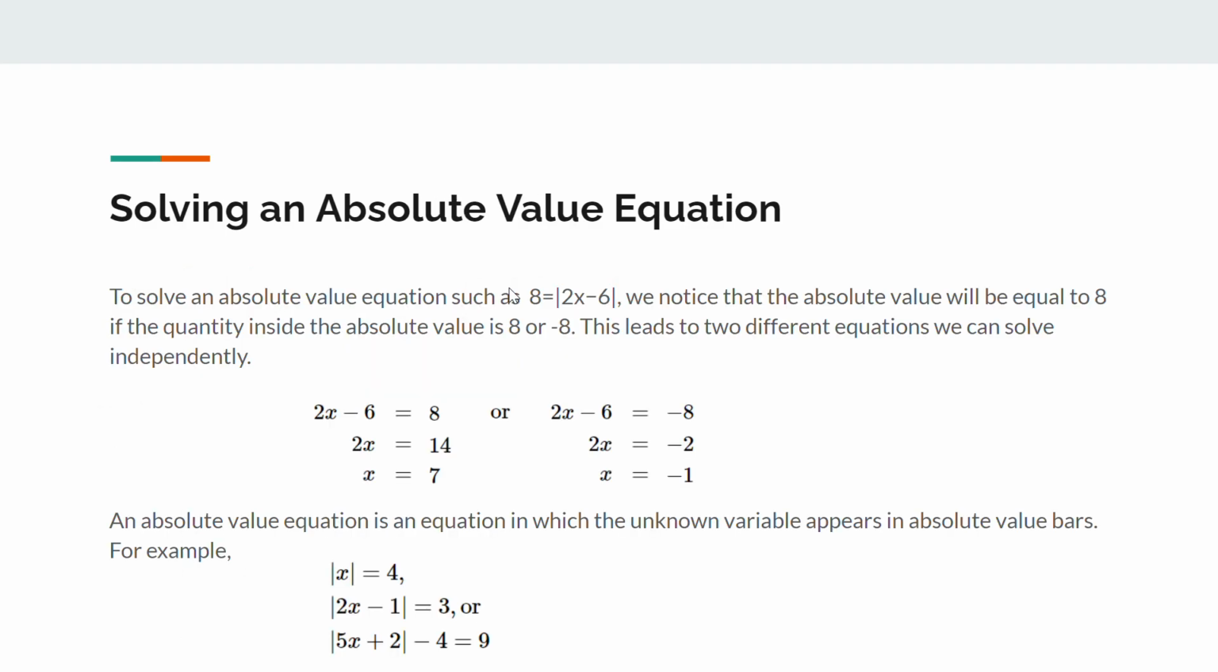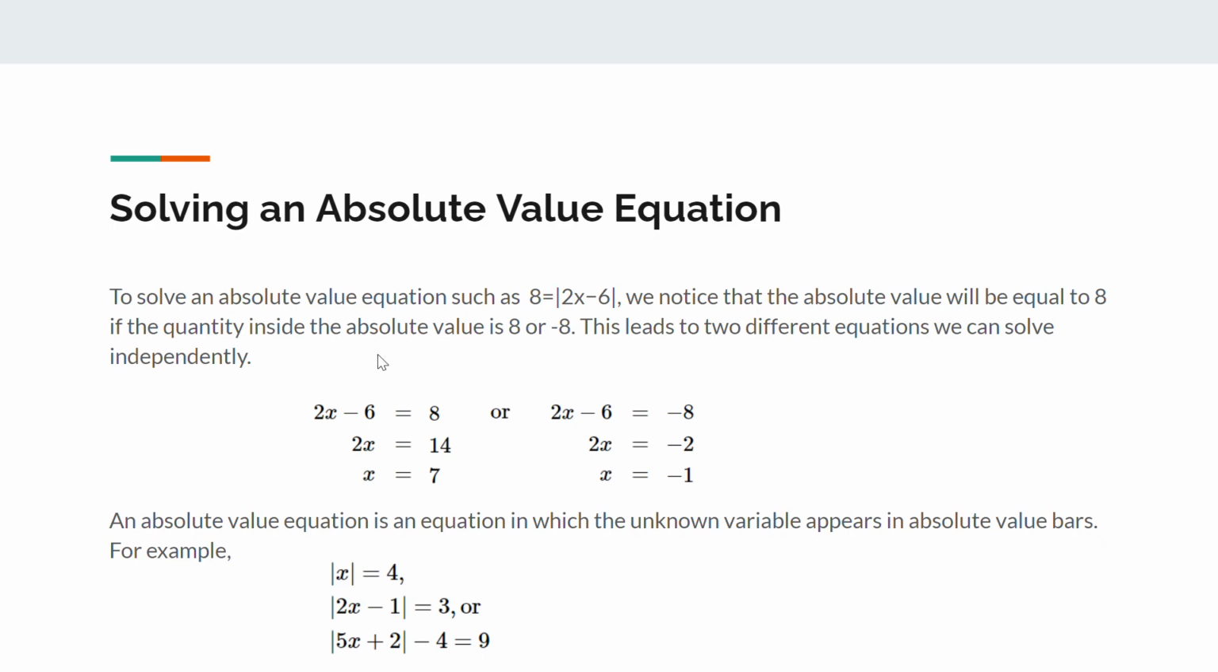Then we've got solving the absolute value equation. To solve an absolute value equation such as 8 is equal to the absolute value of 2x minus 6, we notice that the absolute value will be equal to 8 if the quantity inside the absolute value is positive or negative 8. This leads us to two different equations we can solve independently.